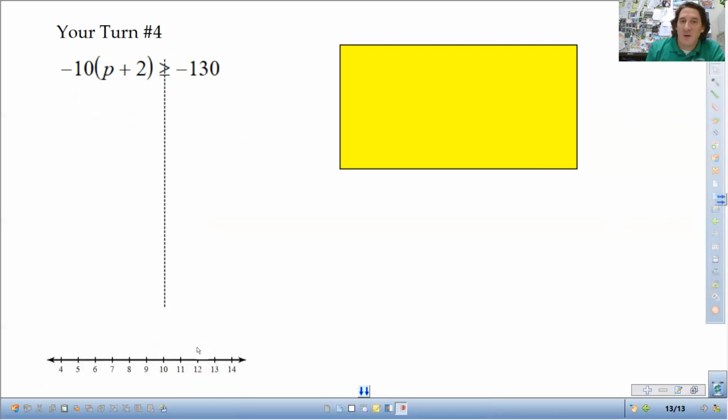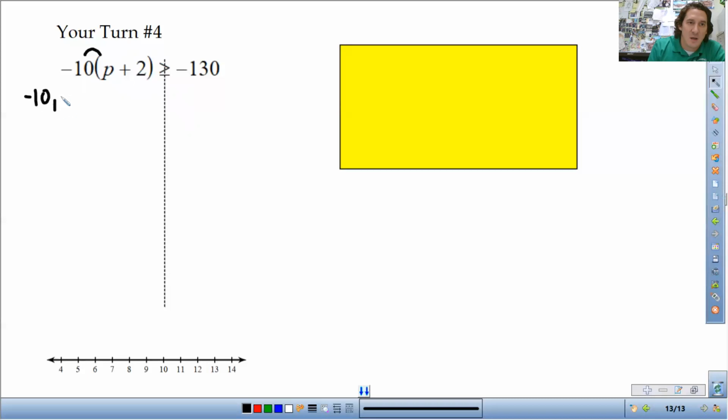So first thing I'm going to do is distribute again. So it's going to be negative 10 times p plus negative 10 times 2 is negative 20, greater than or equal to negative 30 plus a negative 20.